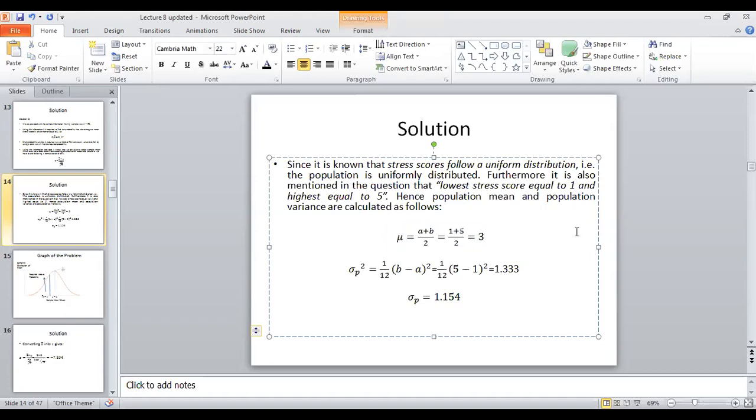Likewise, as said earlier, we are not given the population standard deviation. But since we know that it is a uniform distribution, we can calculate the variance of this distribution using the formula 1 upon 12 times (b minus a) whole squared. If we plug in the values of b and a, we get a value of 1.33. Taking the square root of this 1.33 will give us the standard deviation, which will definitely be the population standard deviation, because we already know that the population is uniformly distributed. And this value comes out to be 1.154.